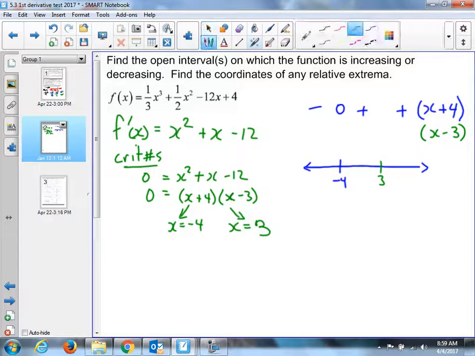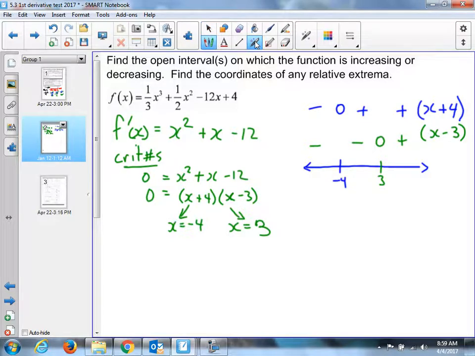Then you do the green machine. X minus 3 gives me a 0 at the number 3. Anything larger than 3 will give me a positive. Anything smaller than 3 will give me a negative in this zone, or smaller than negative 4 as well. Why did I do this? Because this is the derivative, right? Whether the derivative is positive or negative tells me where it rises or falls.